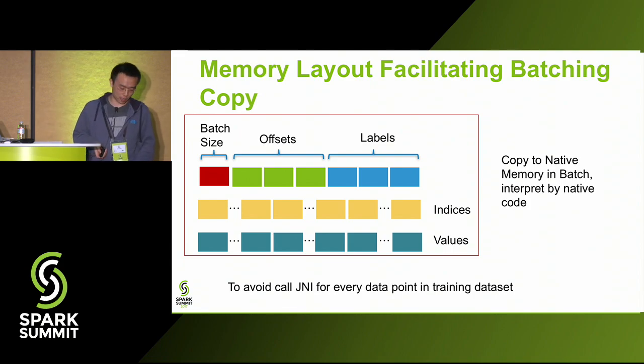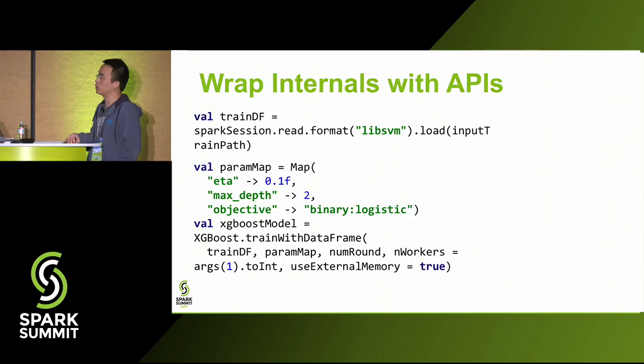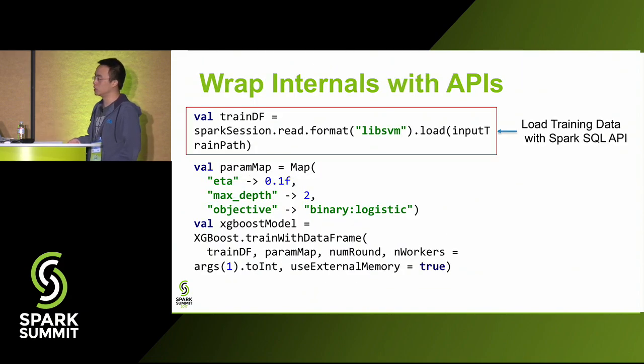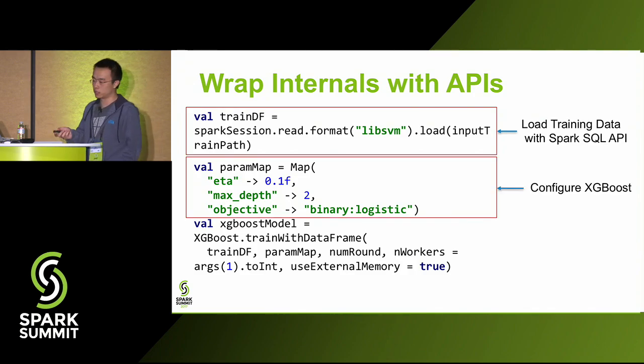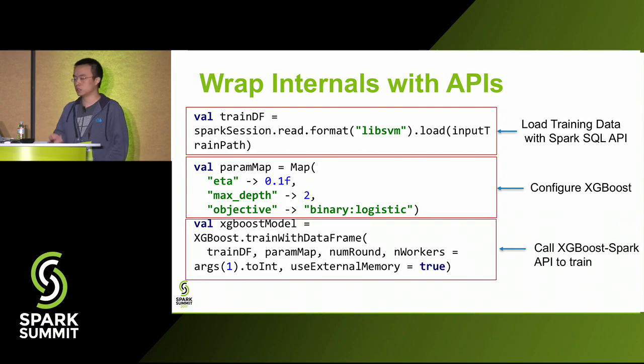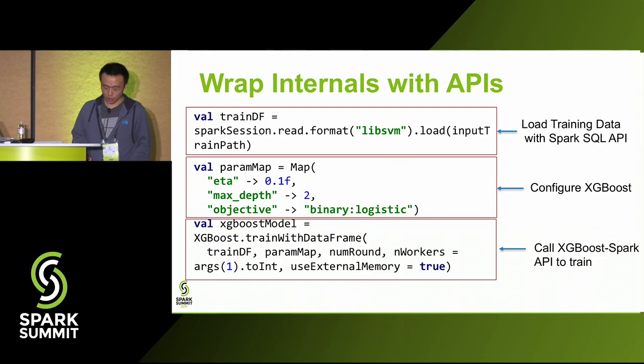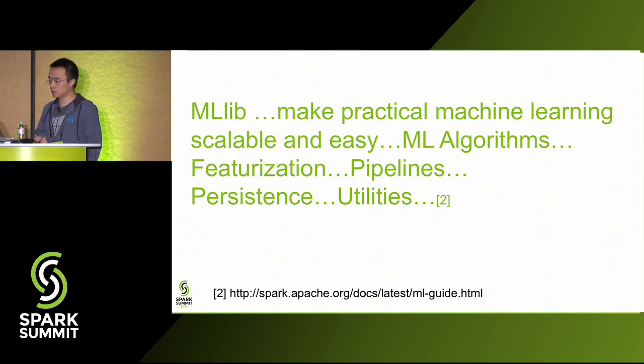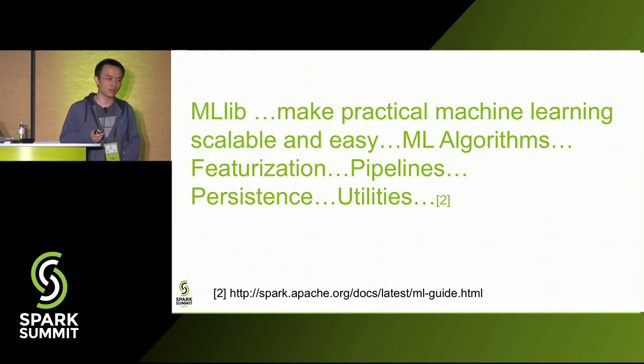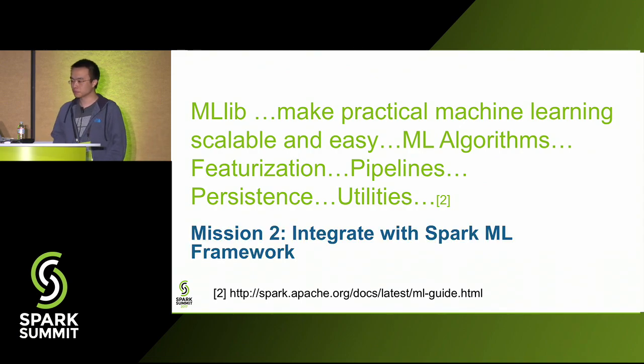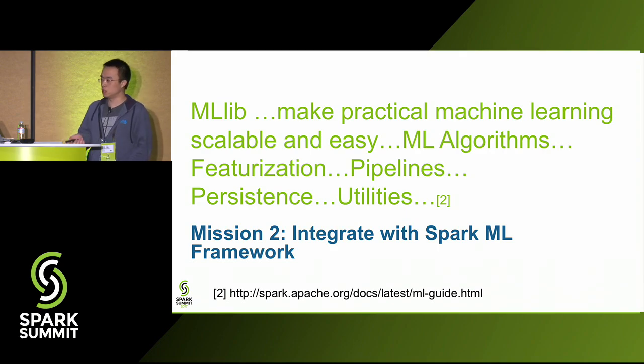All of these details are wrapped by our API. For example, users can load the data with the standard Spark SQL API, and then with plain Scala code, configure XGBoost. Finally, with our one-line API, they just train the model, get it, and do prediction. Now we can run XGBoost within a Spark cluster. The next thing is how to integrate with the Spark ML framework, because the ML framework provides so many good things: feature engineering tools, pipelining, and persistence tools. So how do we integrate with this framework?